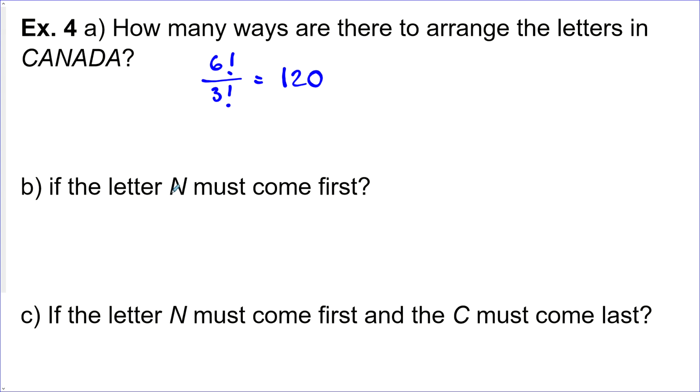But what if we wanted the N to come first? So 1, 2, 3, 4, 5, 6. We've got the N. It needs to come first. That means the rest of the letters are going to be shuffled around in these last 5 positions. So we've got a C, we've got an A, we've got another A, and a D, and an A. So only shuffling these ones, that means that we're going to use 5 of them, and 3 A's are identical, so we'll divide by 3 factorial. And that gives us much less. It's only 20 ways to do that.